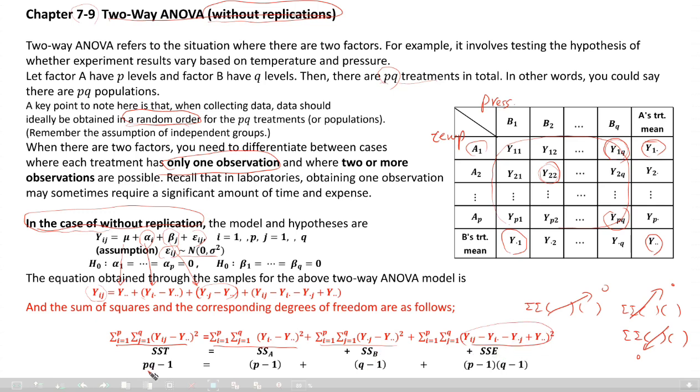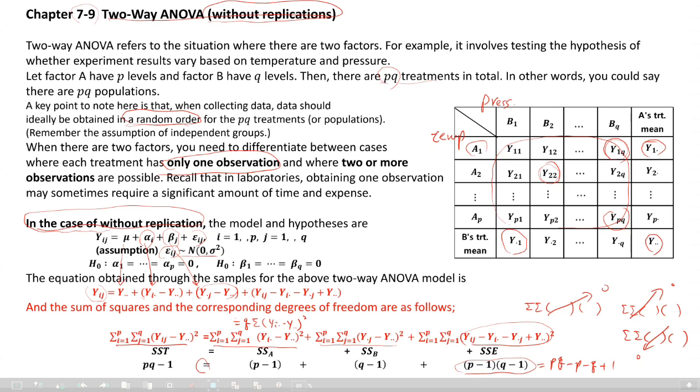And degrees of freedom, PQ minus 1. For A, P minus 1, because there is no J, so it is equal to Q times the summation of (Y i dot minus Y dot dot) squared. So P minus 1, here Q minus 1, and for the residual P minus 1 times Q minus 1. It is pretty hard to find these degrees of freedom, but for equality, PQ minus 1, okay? So P minus 1, Q minus 1, and this term is PQ minus P minus Q plus 1. So equality holds for this degrees of freedom formula.